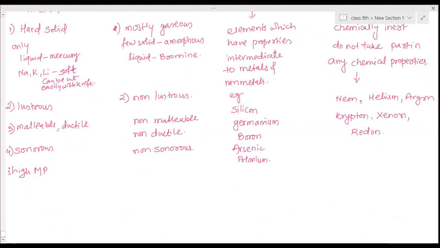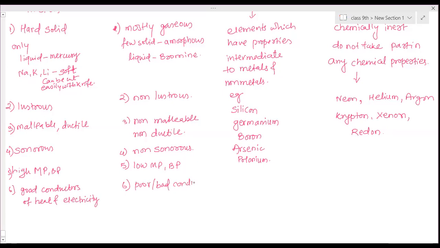Okay. Metals have high melting and boiling points; non-metals have low melting and boiling points. Metals have high tensile strength and are good conductors of heat and electricity. Non-metals are poor or bad conductors of heat and electricity. Metals generally have high density.